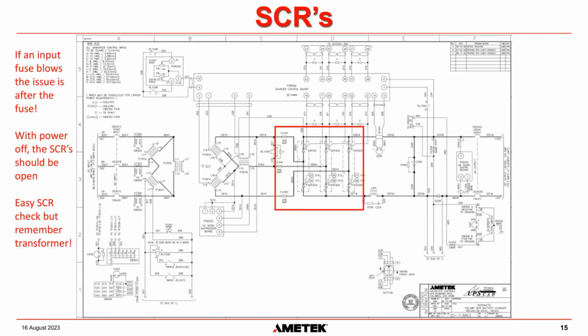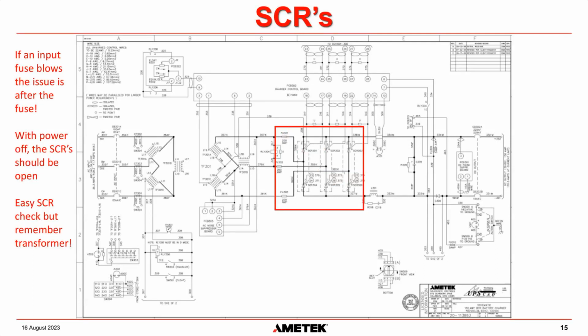With the power off, you can check the SCRs between the anode and cathode. So for example, on this one here, you would go from this point here to this point here on a resistance on your Fluke, and you should see an open, an OL, or a very high resistance on your Fluke meter.